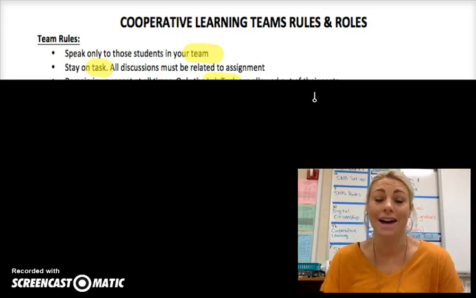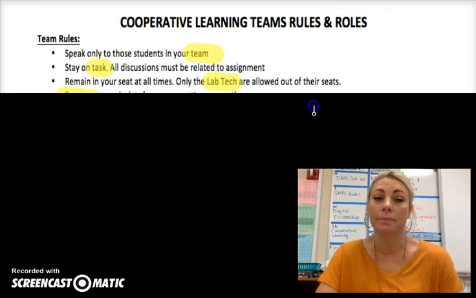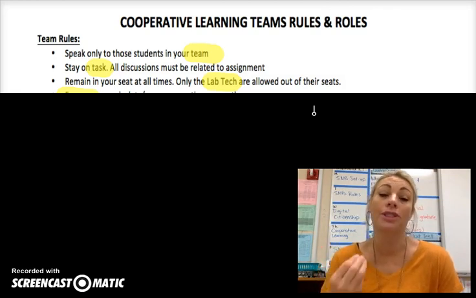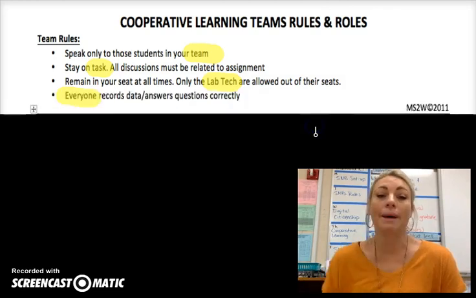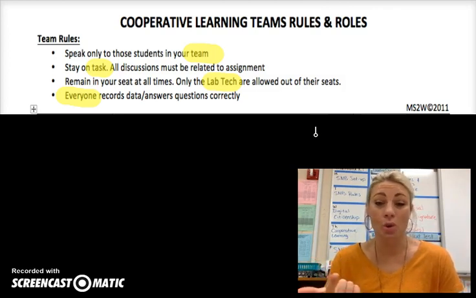Everyone needs to stay on task. Everything that you're talking about must be related to the assignment. You also need to stay in your seat. There is one person who's going to be allowed out of their seat without permission whenever we're working in our teams, and that's a person called the lab tech, which we're going to talk about in a little bit. But everyone, no matter what their role is, records data, answers the questions correctly, and everybody works.